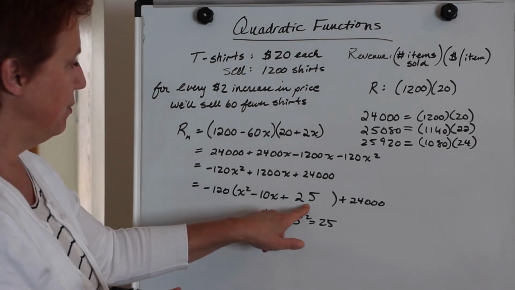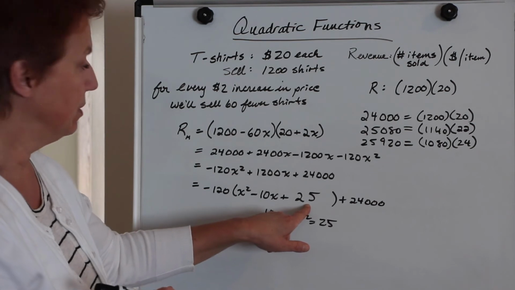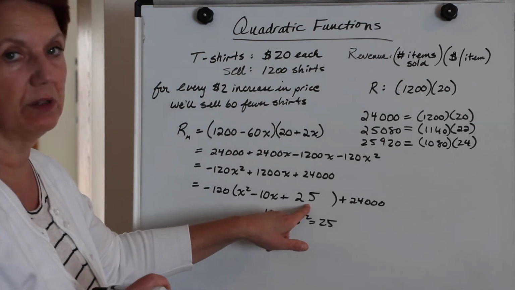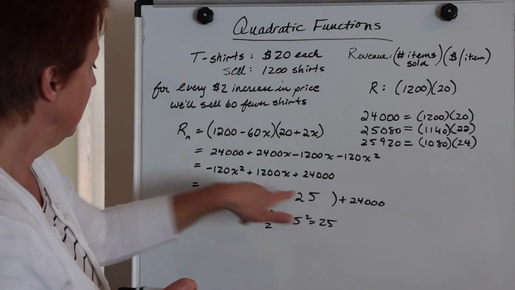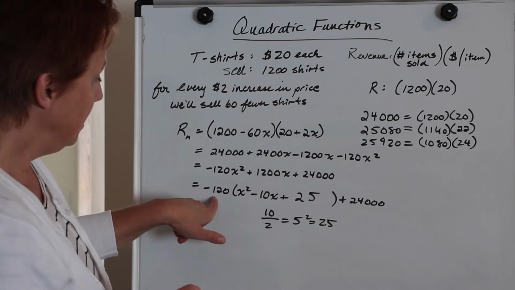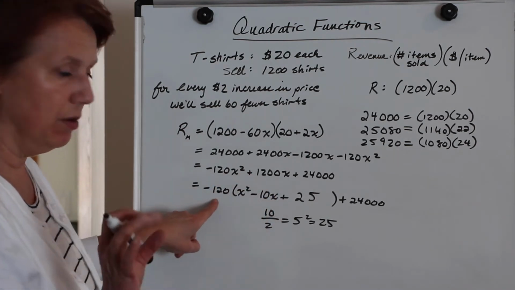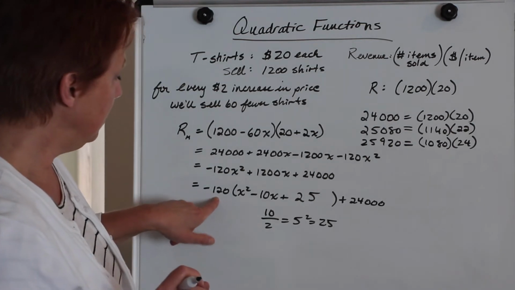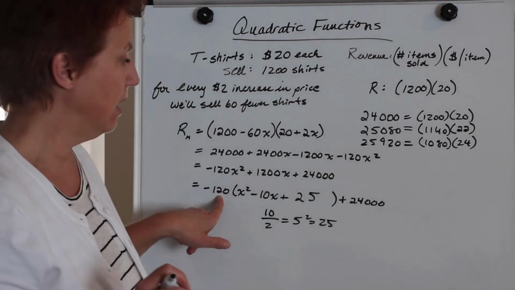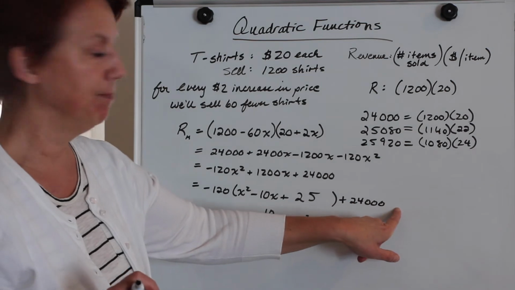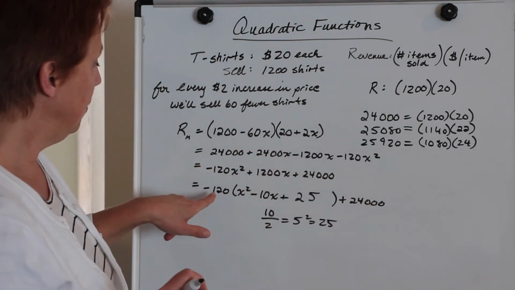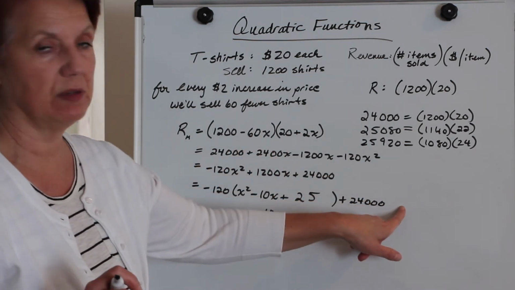25 times 120 is 3,000. I've just done this question a lot, so I know the number. That's minus 120, and that's always plus. So when you're completing the square, if the number that you're pulling out in front here is negative, you're going to be adding this number. And if the number that you pull out in front here is positive, you're going to be subtracting that number.